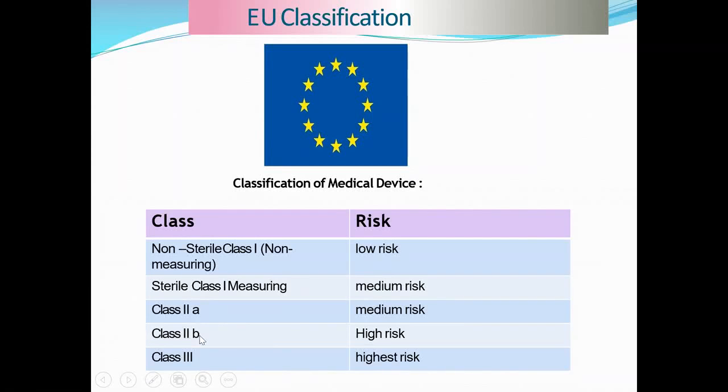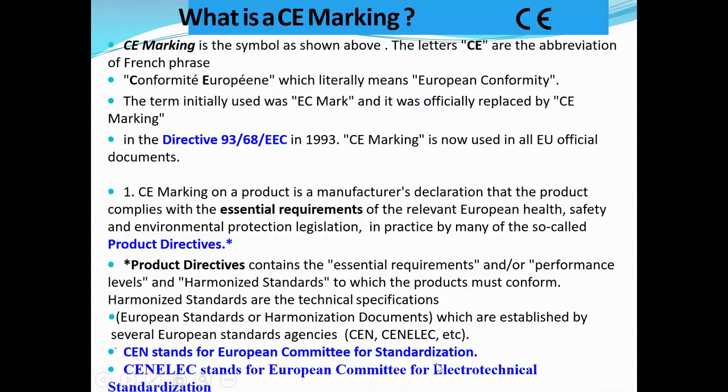2B, In 2A means medium risk, 2B means a little higher risk, but 3 is always the highest risk. So please remember, when you are going for the interview, if somebody asks how the medical devices are classified in Europe as compared to US, these are the classifications.